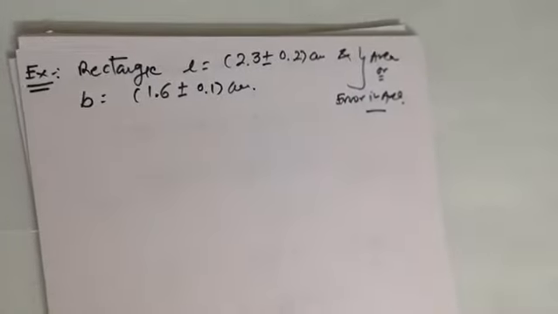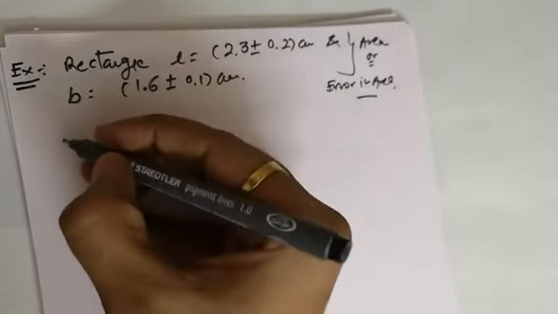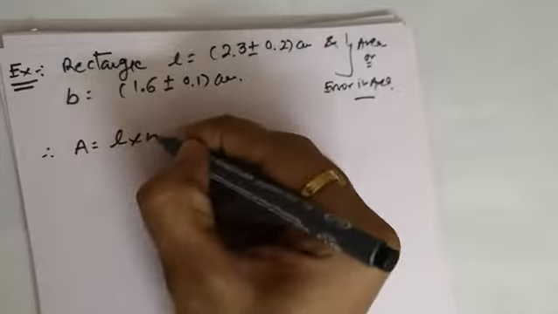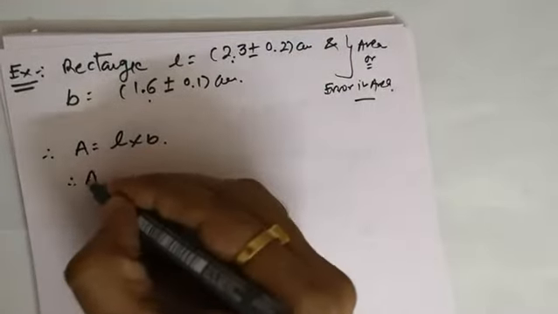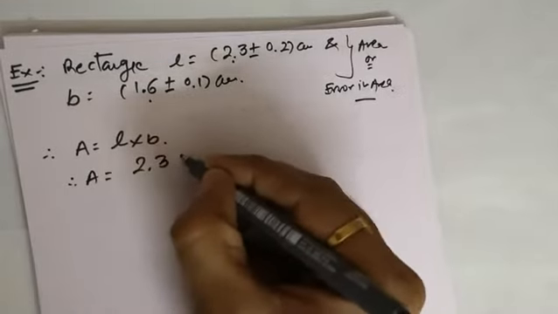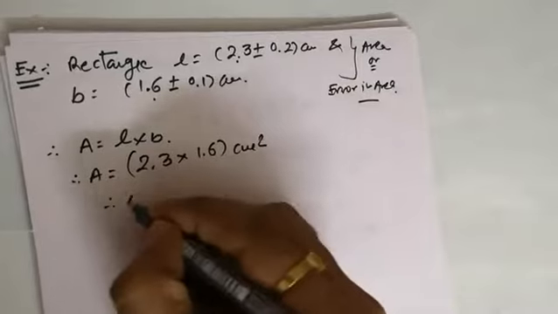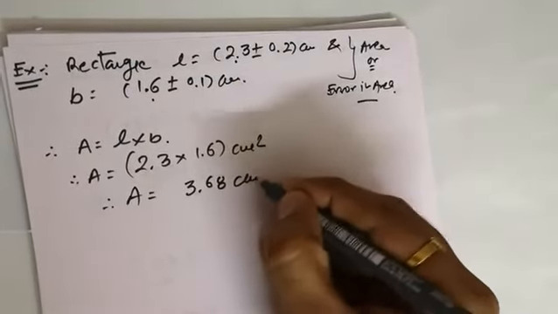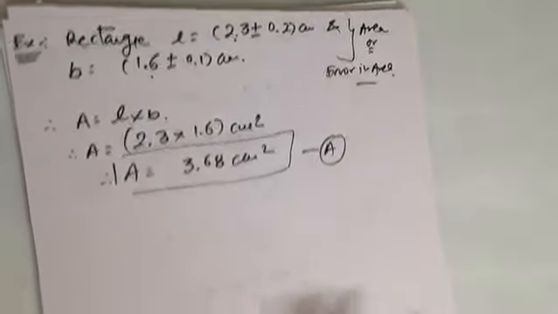So I want to calculate L and B and the area, and I want to find the error in this part. First of all I am putting that expression L cross B. This is the real L, this is the real B. So I may have 2.3 multiplied by 1.6 centimeters square. So the area I have is 3.68 centimeters square. This is the first expression I may receive.